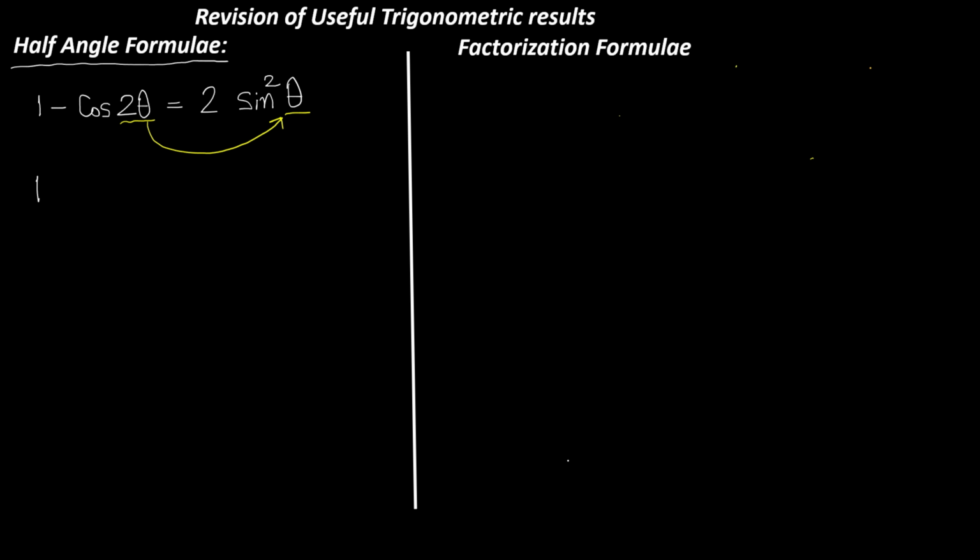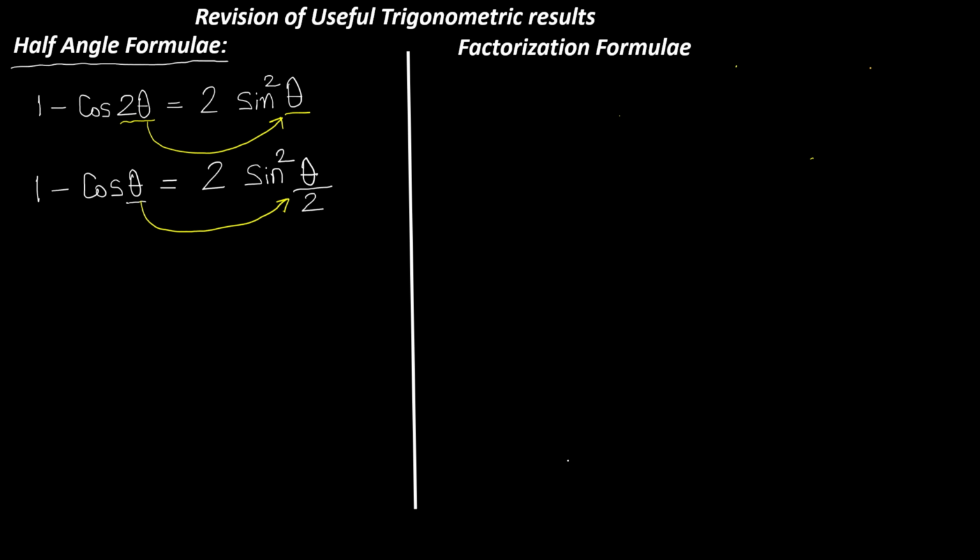Okay, can you guess what will be 1 minus cos theta? So it is a similar structure, just instead of 2 theta, we have theta over here. So our result will be 2 sine square, and that angle will become half. So if it is theta, the angle will be theta by 2, and that's because it's a half angle formula, so our angle will become half.